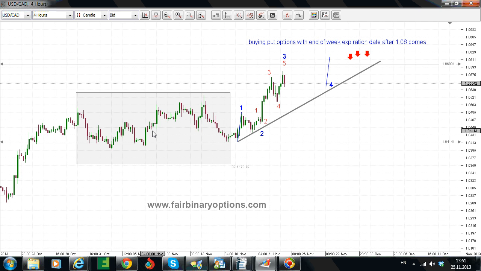Thank you very much for being here. This is fairbinaryoptions.com, and let's wait for the 106 to come before engaging into buy put options, as this move should head to the downside.